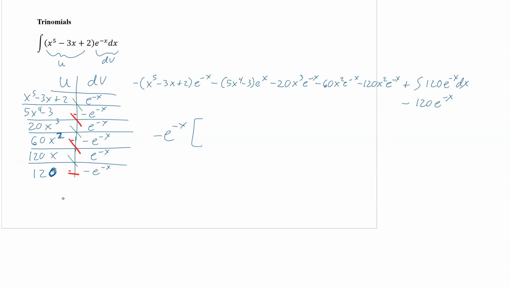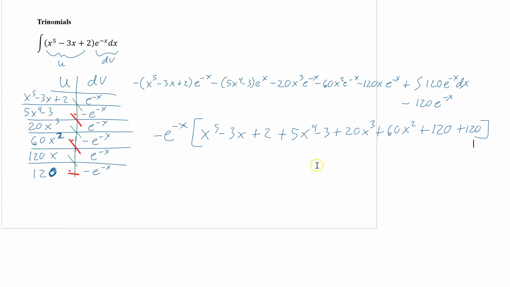And then now we can write x to the fifth minus 3x plus 2 minus 5, plus 5x to the fourth minus 3 plus 20x cubed plus 60x squared plus 120x. It's good to check these. They should be descending. And then plus 120. So I factored out the negative so we didn't have to deal with it. But you could also have left the negative in as well.